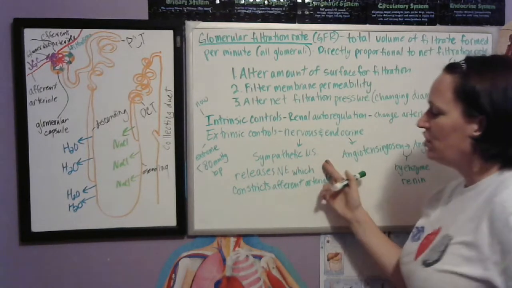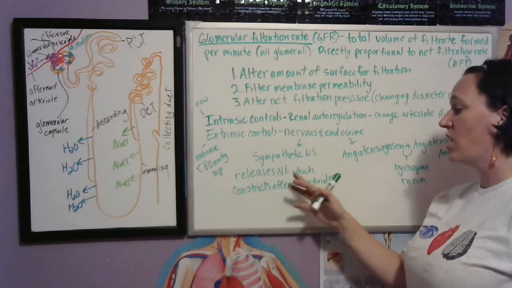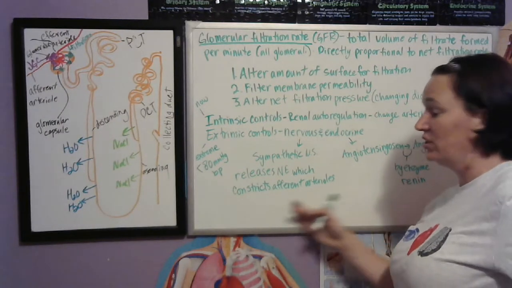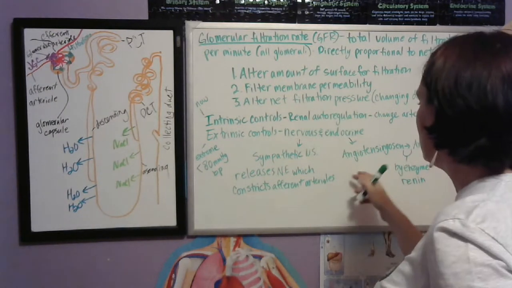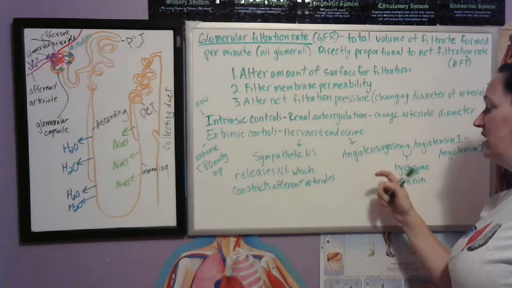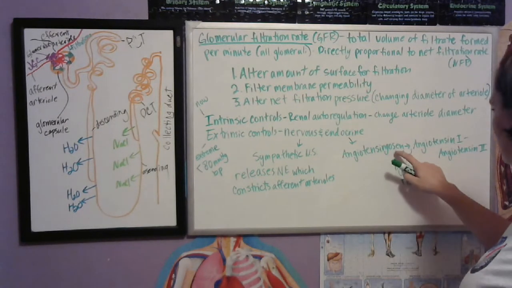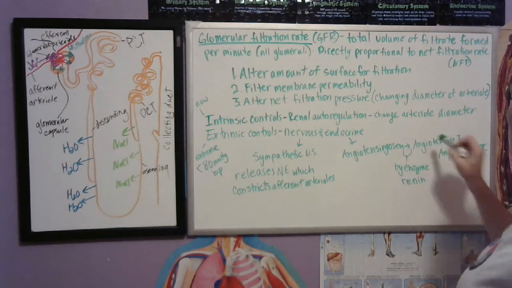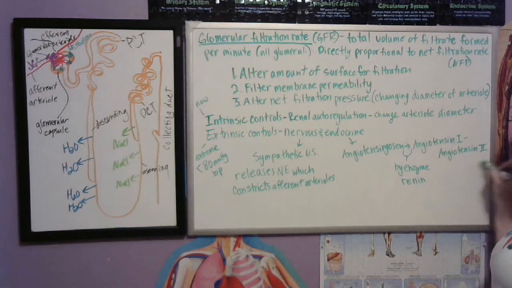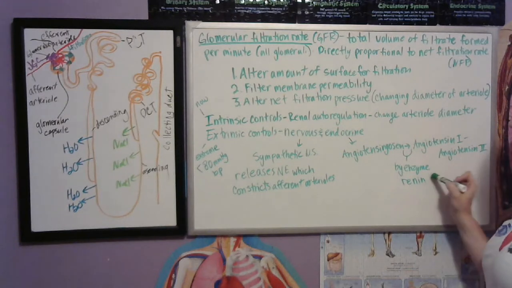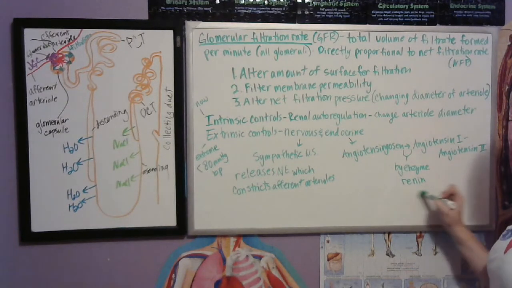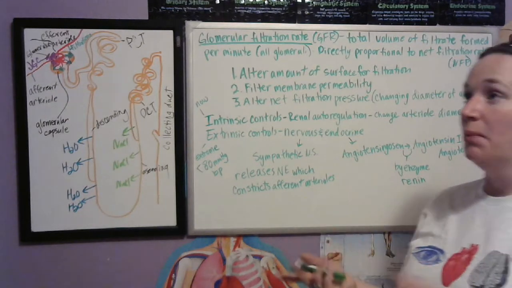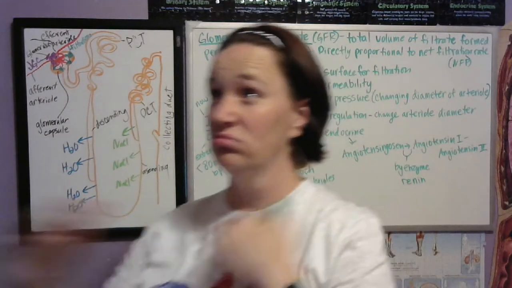Sympathetic nervous system, fight or flight. It's going to release the hormone norepinephrine, which constricts all of the afferent arterioles. Something else that can help is the endocrine system. So angiotensinogen can be converted into angiotensin 1 and then angiotensin 2, both of these hormones. And it does that by the enzyme renin. So more or less renin that you make is going to change that endocrine pathway.